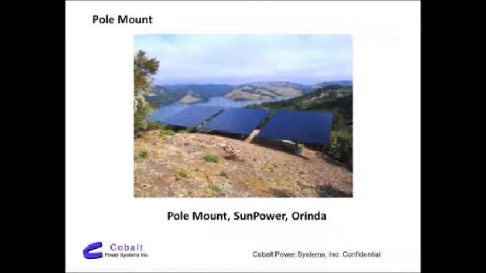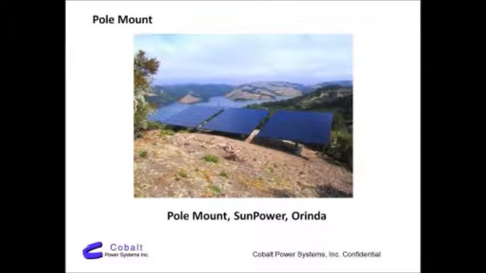Here's something called a pole mount, and the reason we call it a pole mount is because there's one single pole in the middle that holds up the array. This one happens to be in Orinda, and it's a SunPower array. But the reason we use pole mounts is, first of all, why would you use a ground mount instead of a roof mount? Sometimes the roof does not allow it, it's not easy to use the roof because it doesn't face the right direction, or you have too much shading, or the client doesn't want it on the roof, so we do ground mounts.